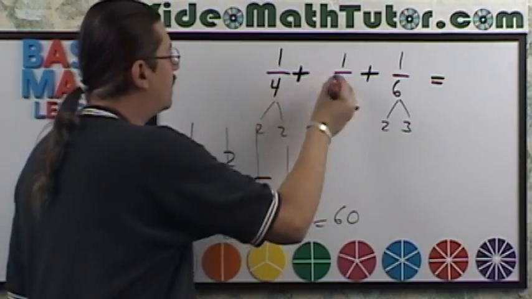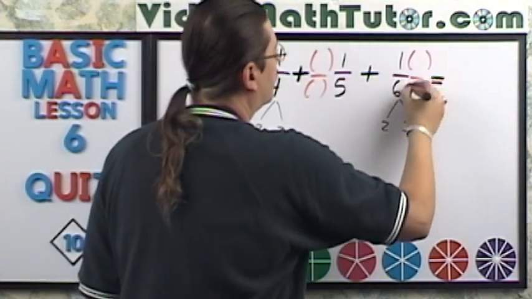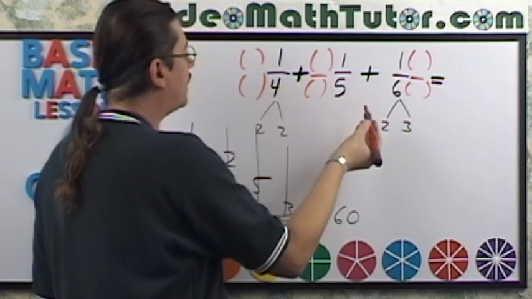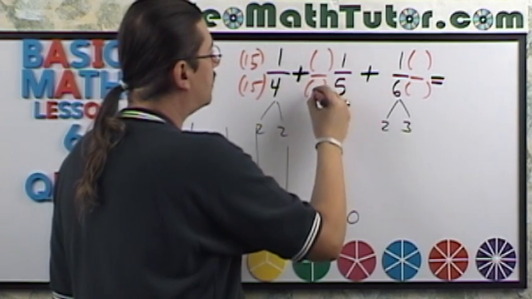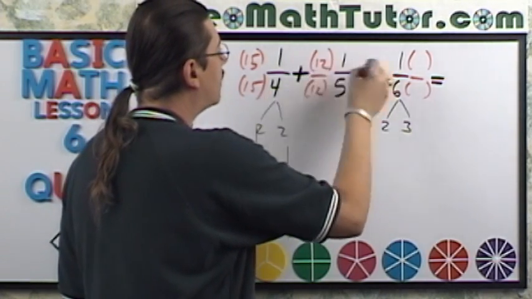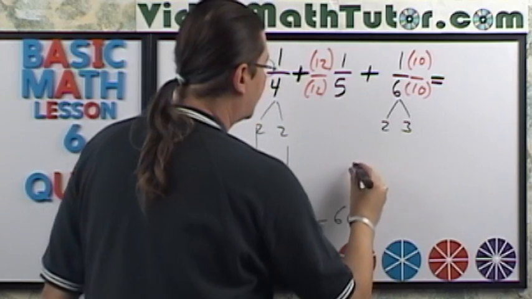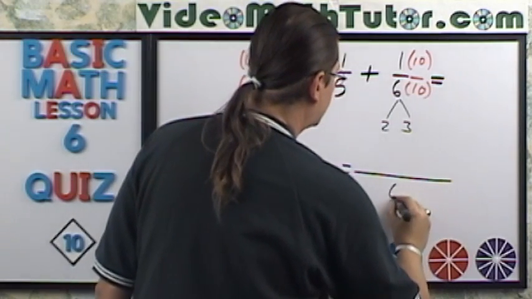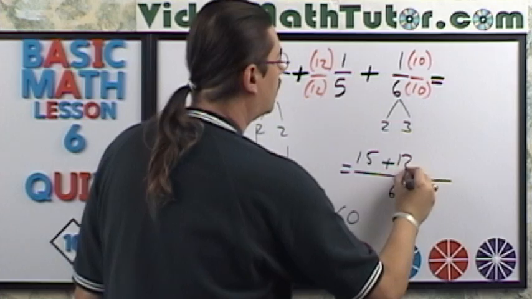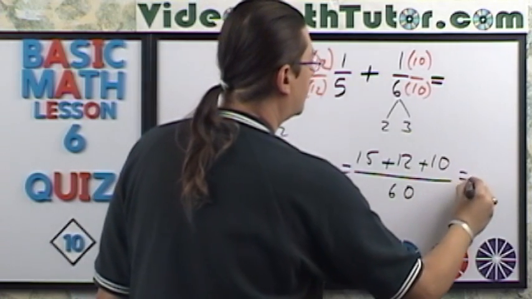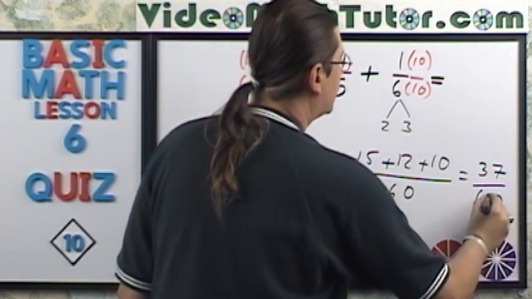So we need to multiply each of these by something to get 60. 4 times what? Oh, how about 15? 5 times 12 would give you 60. And this is an easy one. 6 times 10 is 60. So I'm going to get all equal to, put our 60 down here, I'm going to have 15 plus 12 plus 10, and that's going to give me 37 60ths.